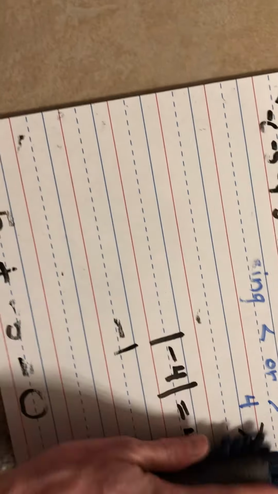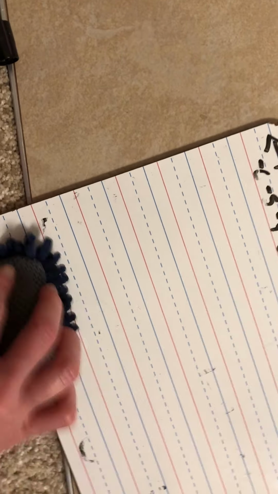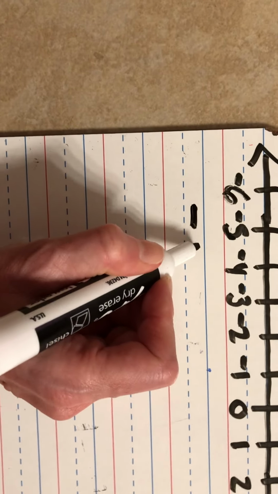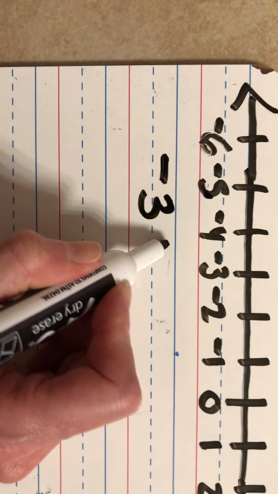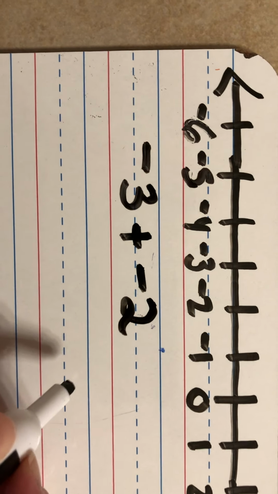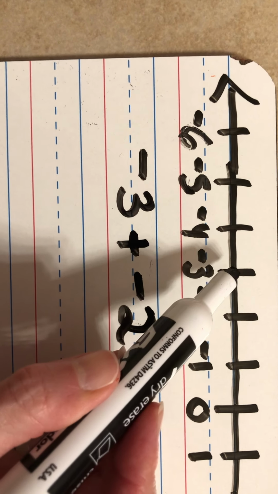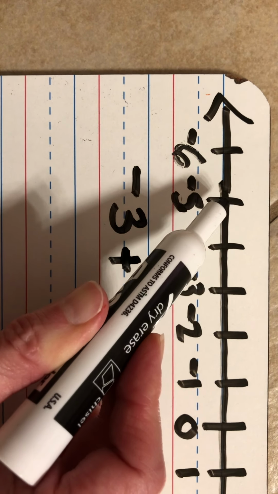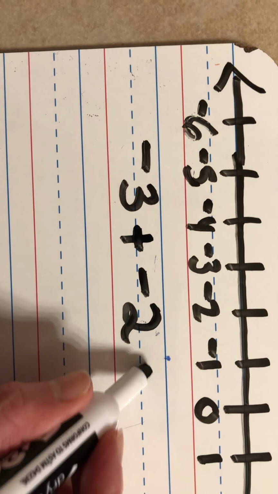Okay, now we're going to look at adding integers. So I'm going to go back to my number line. And let's say that I want to add -3 plus -2. So you can either use the number line, you start at -3, and then to add -2 means you go to the left 2, and that would give you -5.